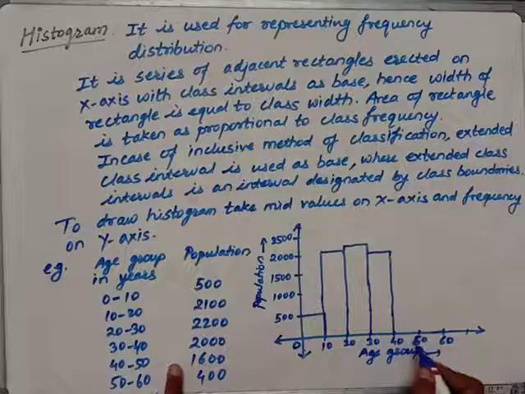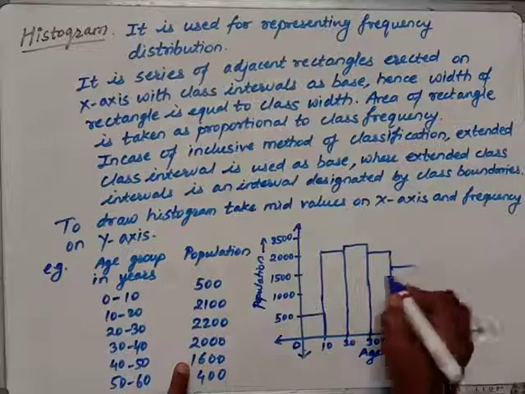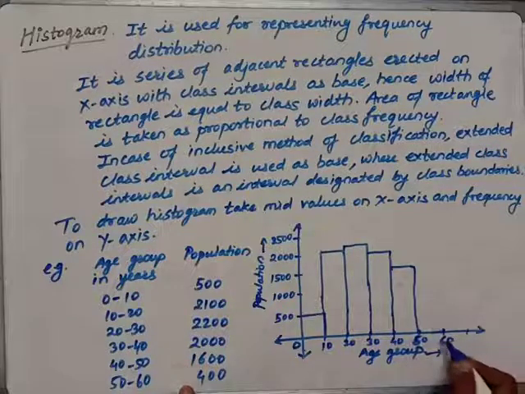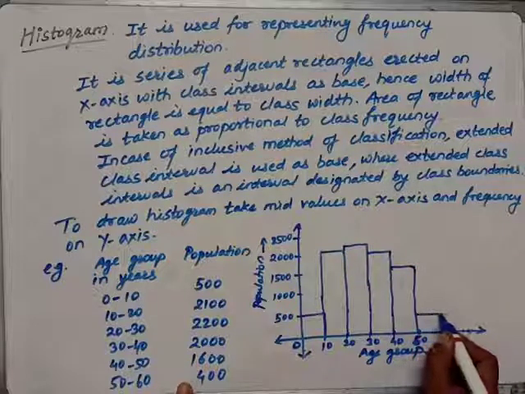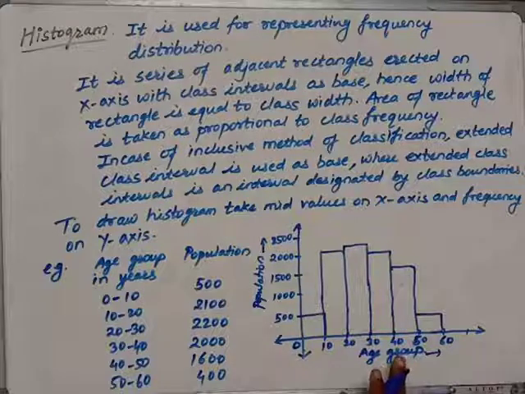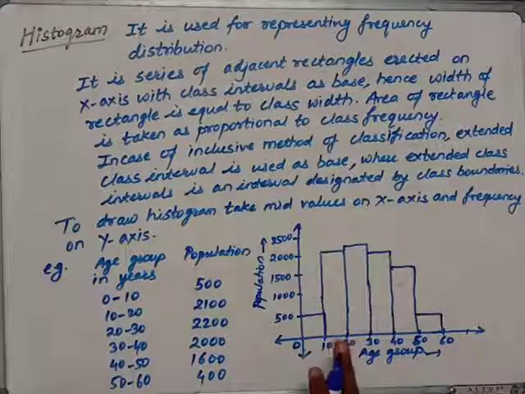Then 40 to 50 it is 1600, so it is just above the 1500. Then next it is 400, just below it. So as such the histogram is obtained. Now in the next video we will see the cumulative Ogive curve or the cumulative frequency curve, and also the stem and leaf chart, how to obtain them. So this is the histogram.